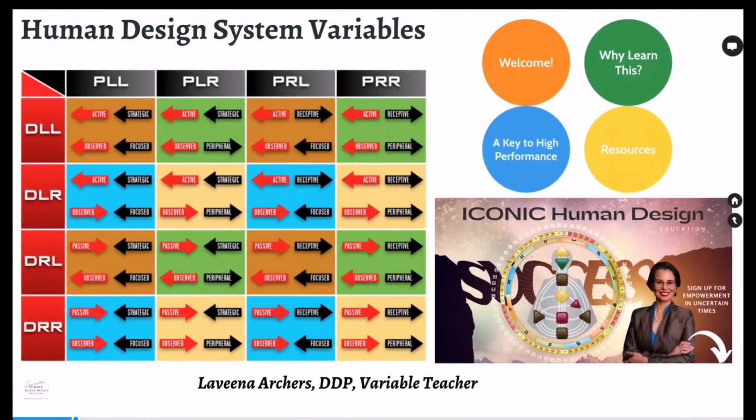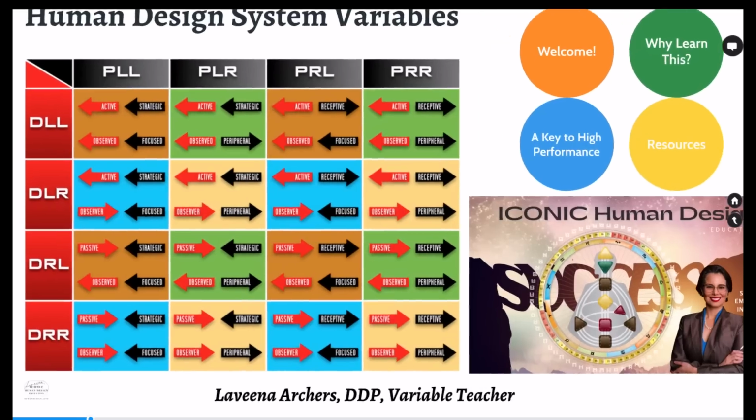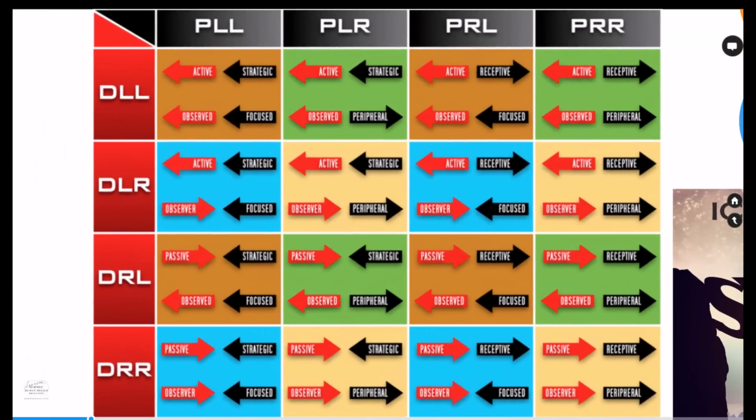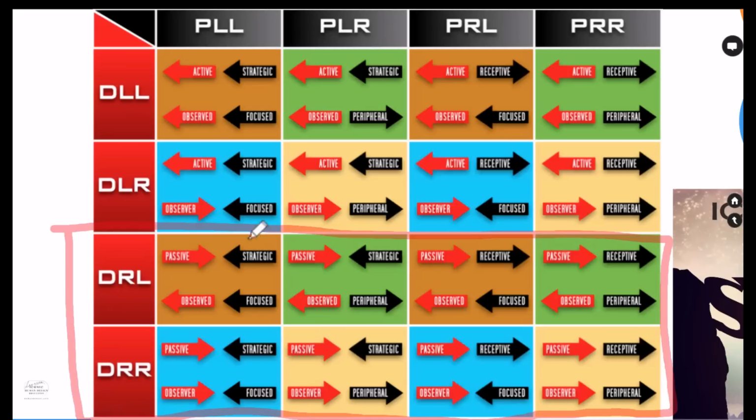So when we look at your variable, one of the things that you want to know about this variable mapping is why, in fact, it might be so hard for some of us to follow our strategy and honor our unique authority. And that is everybody who is down here. Okay, anybody who is down here. The reason I'm highlighting this part of the graph is because if you look over here, everybody who's got a passive brain-body system, this is your brain and body, okay, your passive brain-body system.